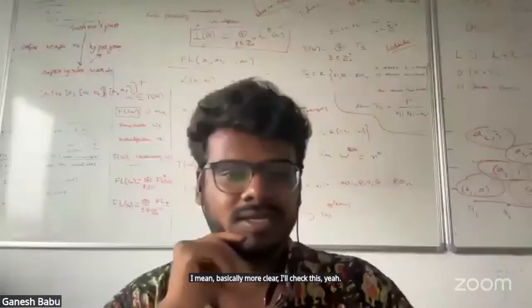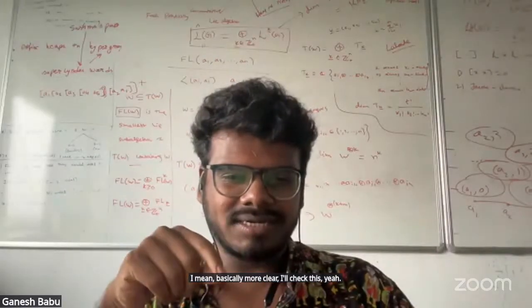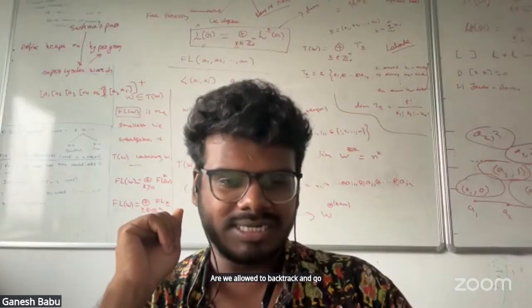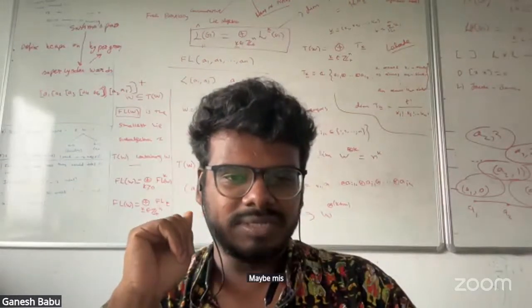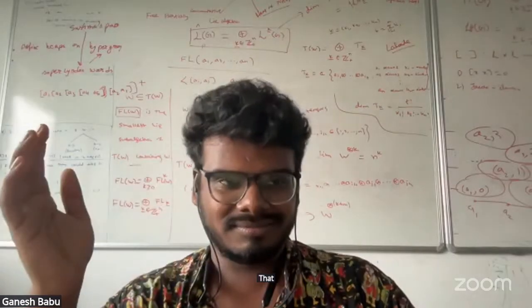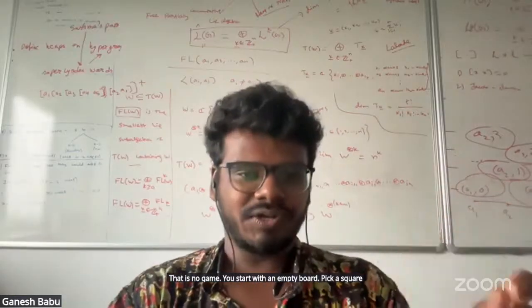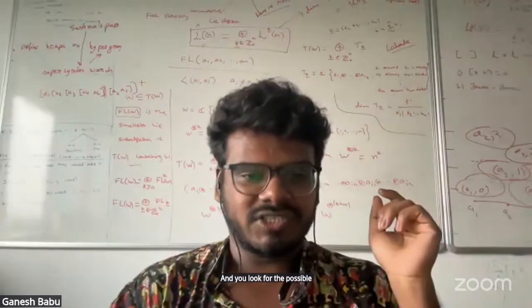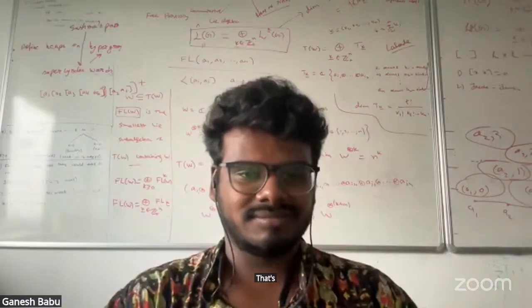Right. So when we are checking the degrees and one of them ends our game, are we allowed to backtrack and go for the other shortest degree? I think you've maybe misunderstood what to do here. When you are checking the degrees, there is no game. You start with an empty board, pick a square, put a knight on that square, and look for the possible squares that this knight can move to. That's all. There is no game there.